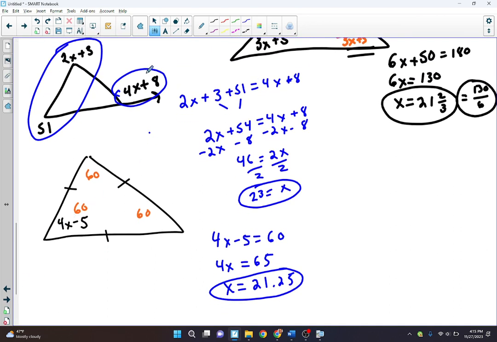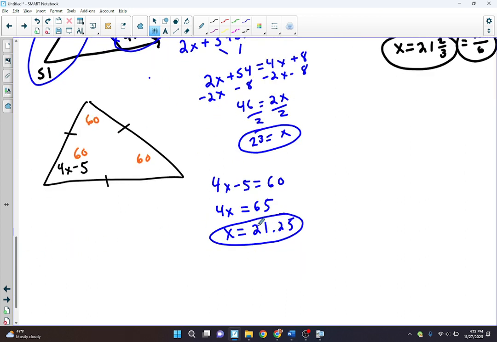For this one, they're asking for the exterior angle, so this side. No, this is equiangular. When they're all matching, it's equiangular. The sides are equilateral. That's sides. Equiangular is angles.